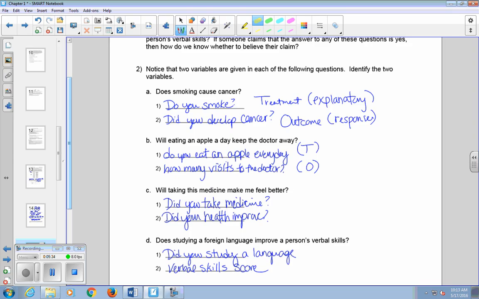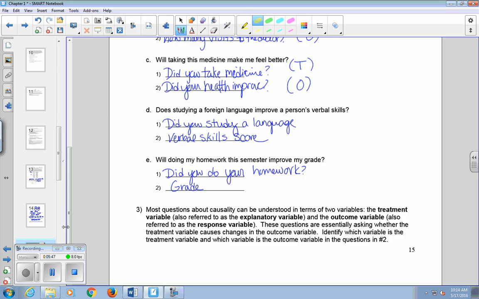Does taking the medicine make you feel better? So the medicine is the treatment, and your health outcome is your outcome variable. Does studying a foreign language improve your verbal skills? So studying a language would be your treatment, and your outcome variable would be your verbal skills. Will doing my homework this semester improve my grade? Homework is your treatment or your explanatory variable, and your grade is your response or outcome variable.